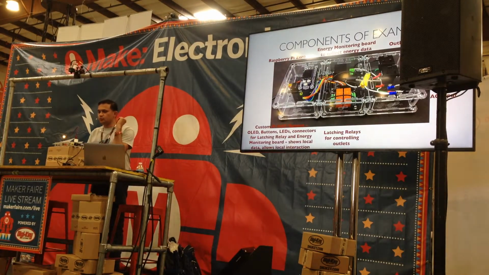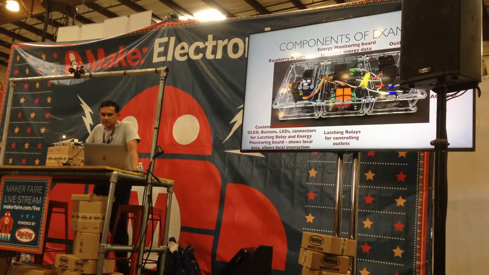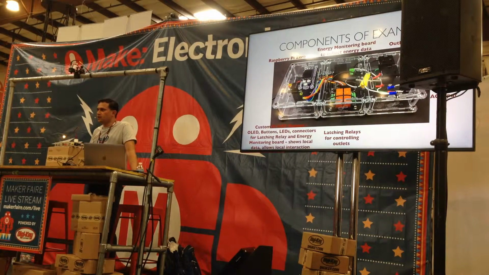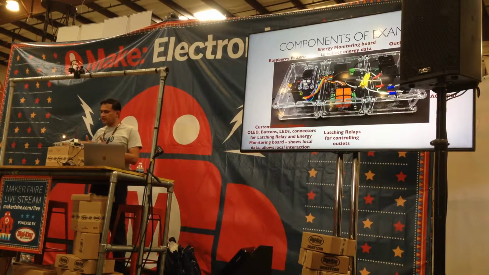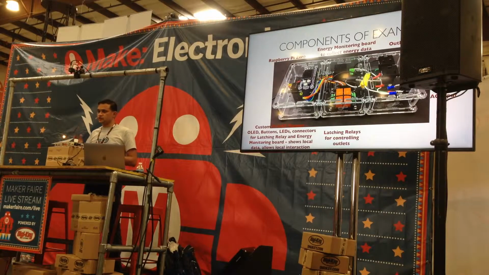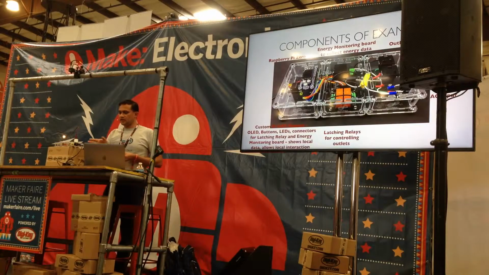And here are the components of my example. I have a Raspberry Pi Zero, and I also have a custom Pi hat, or bonnet as some people call it, that has an OLED screen, some buttons, LEDs, and also some connectors for connecting the energy monitoring board and my latching relay board. And of course I have my energy monitoring board that collects the energy data. I have latching relays to turn on and off the outlets, and of course I have the outlets and an AC input.